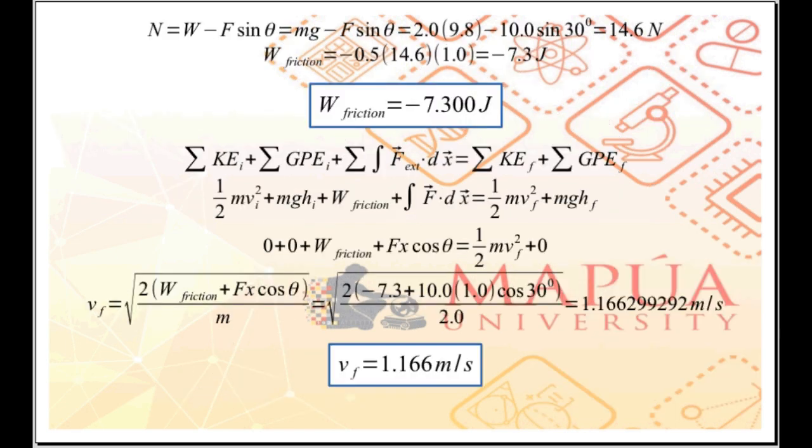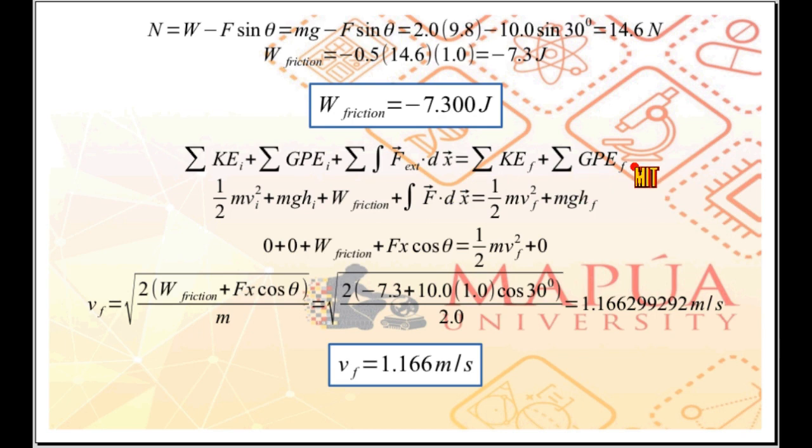If we use the conservation of energy equation, we need to use the equation that has external force, because we have friction and applied force F present in the system. So we have initial kinetic energy plus initial gravitational potential energy plus work done by the external forces is equal to final kinetic energy plus final gravitational potential energy.